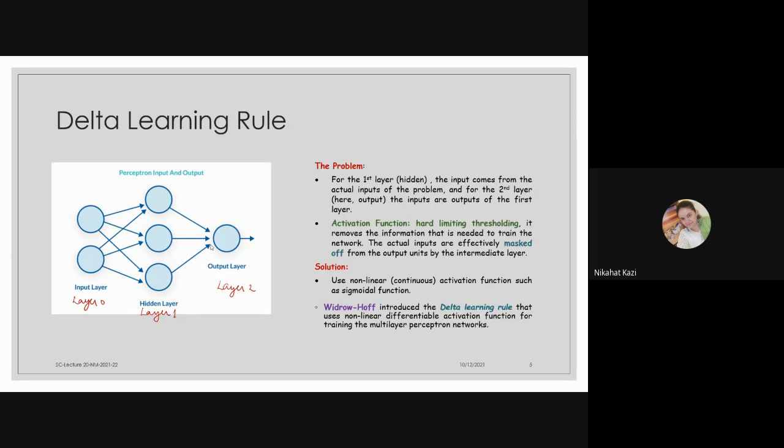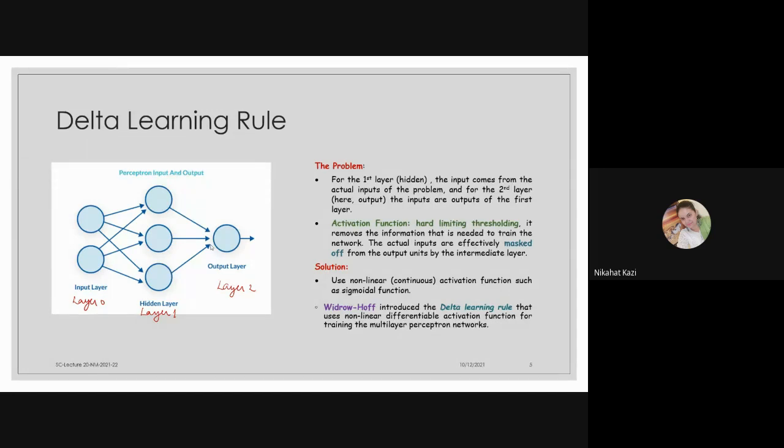So there are two characteristics. One, it is nonlinear, and the second, it is differentiable. The activation function should be nonlinear and differentiable so that effectively you are giving some useful information to the intermediate layers, and it is not shielded from the output layer. So it is passed on to the output layer.